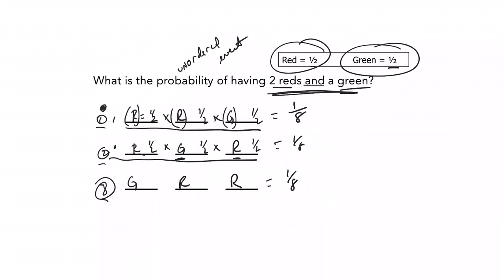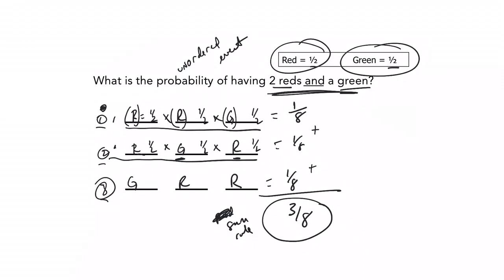So after we've calculated the individual probabilities, now we apply the product rule. No, we apply the sum rule. That means we're adding 1/8 plus 1/8 plus 1/8 to get 3/8. That is the overall probability of having 2 reds and a green. We're not saying what order, so that's an unordered event.